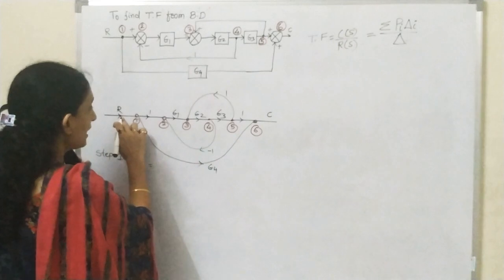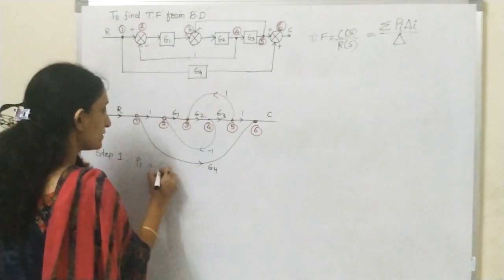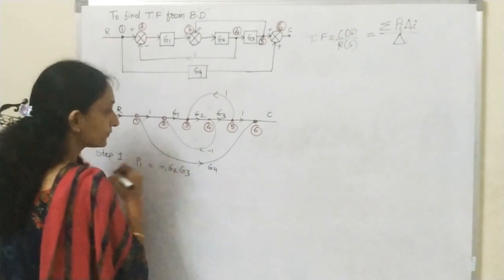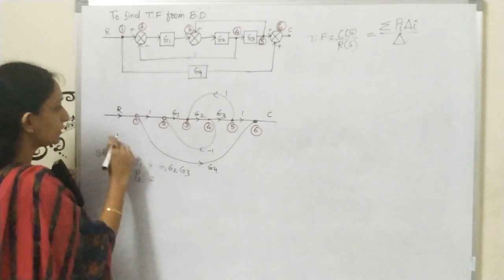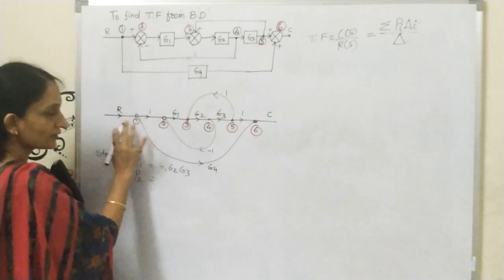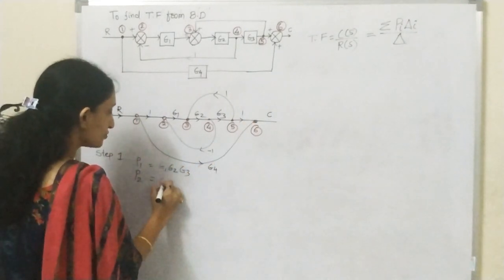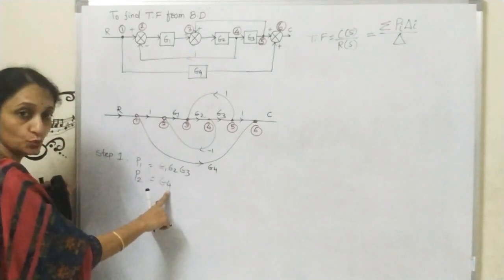See here R is the input, so 1 into G1 into G2 into G3. So the first forward path P1 is G1 G2 G3. Next, the second forward path P2 is equal to, here R is there, no need to consider, then from 1 directly to C, so G4 path is there. So this is forward path 2.